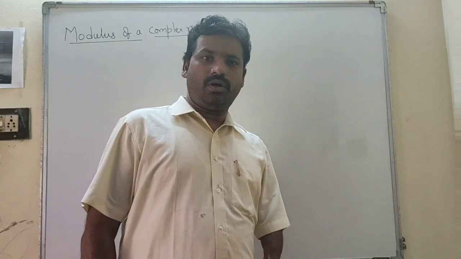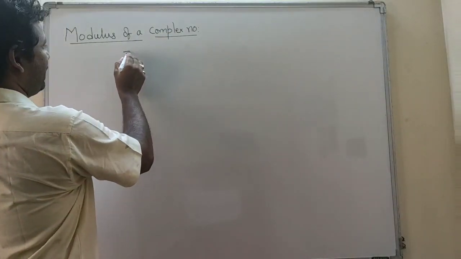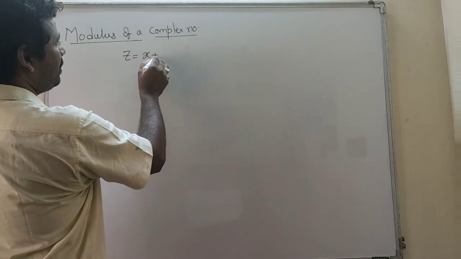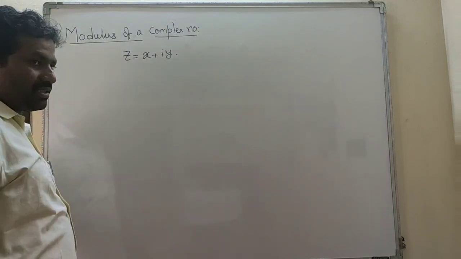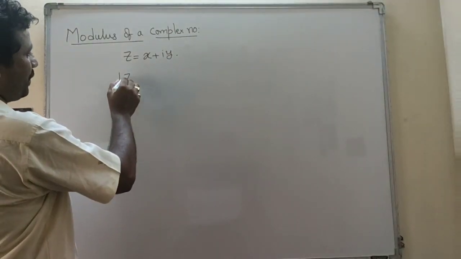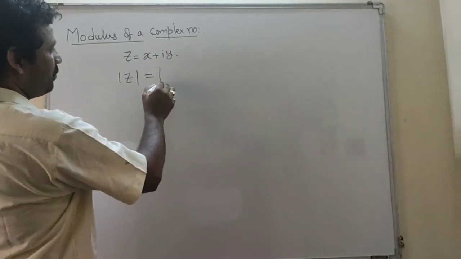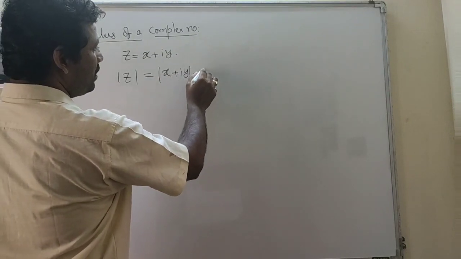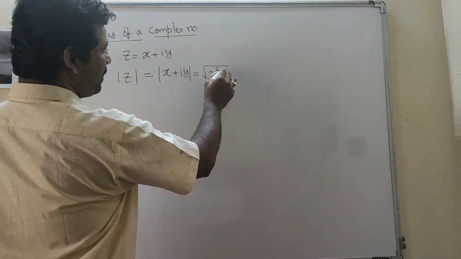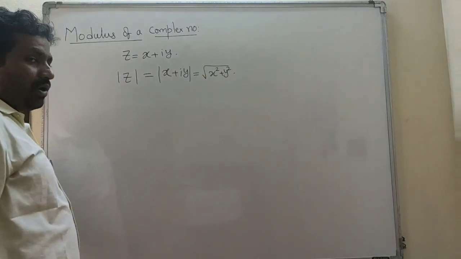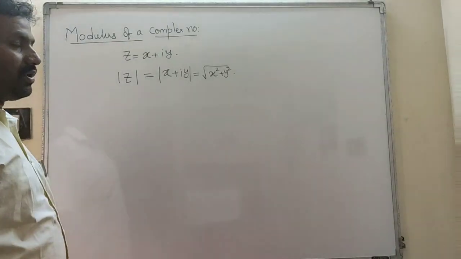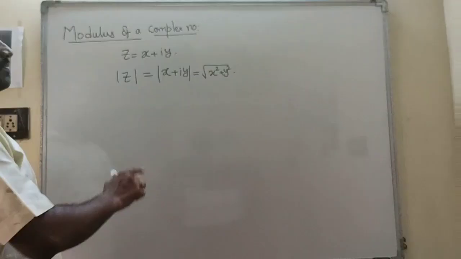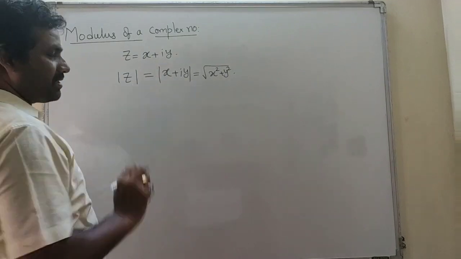Right students, so today we discuss the modulus of a complex number. z equal to x plus iy. The modulus of a complex number, mod z equal to mod of x plus iy, equal to square root of x square plus y square. That is the modulus of a complex number.